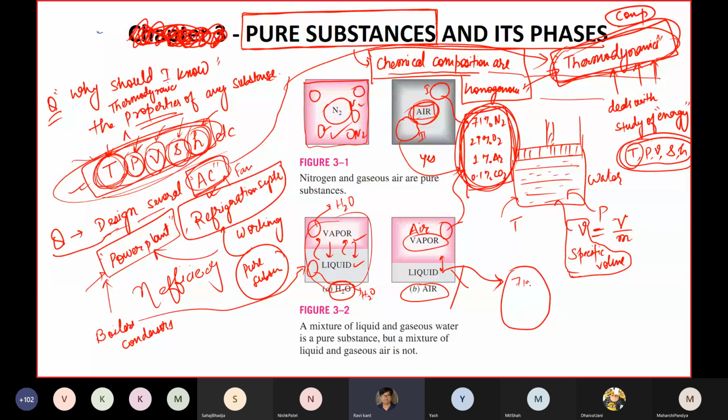Slightly different. We don't know, and you have to look further into the literature, but yes, it does not have the same chemical composition. So it's not a pure substance. So we will not take this as our working fluid if the air is in liquid form. But that is another case.